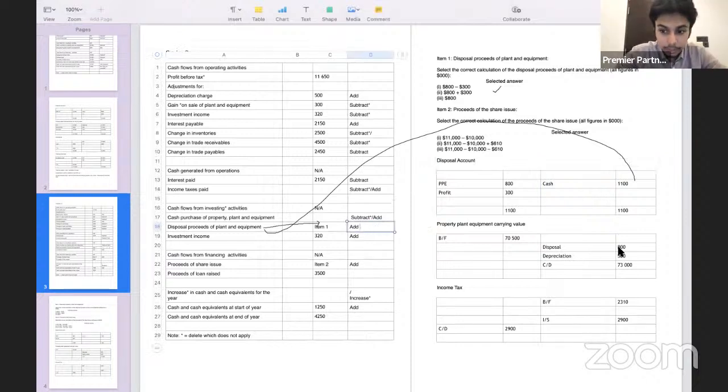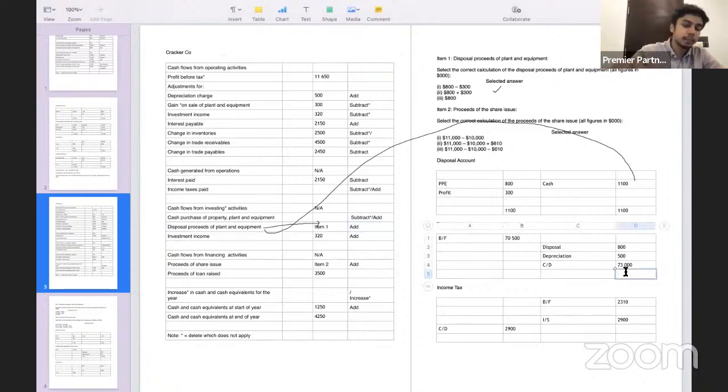Right. Now, let's close this account also, faster. 73,800 plus 500 will give me 74,300. Put this answer over here, 74,300. Now, can you start deducting? 74,300 minus 70,500. So over here, the answer is going to be 3,800.